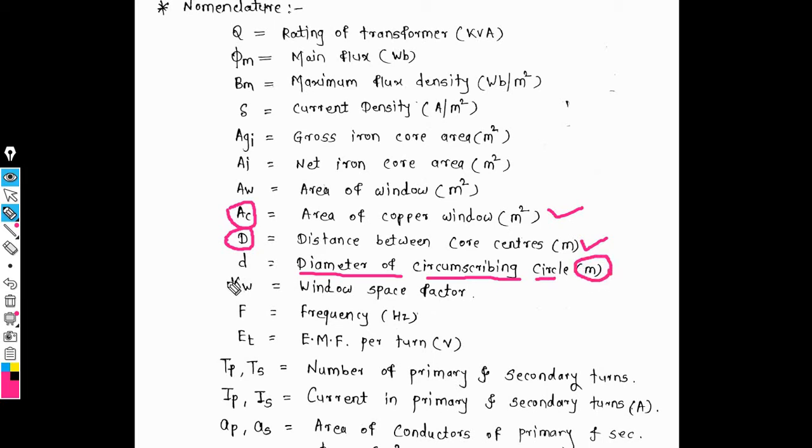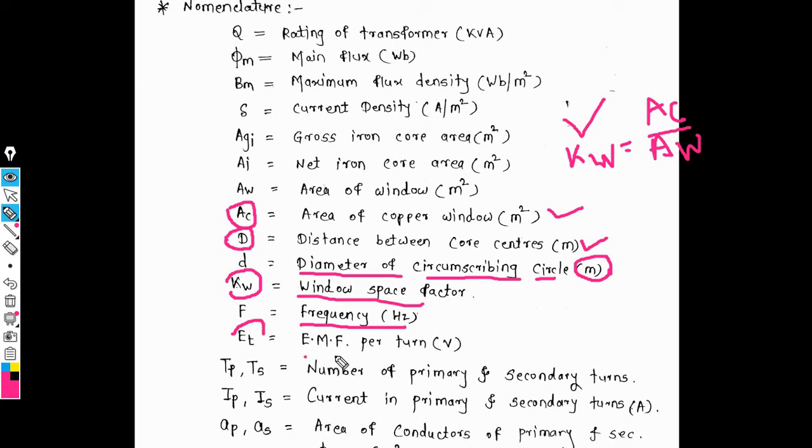Then KW is called the window space factor, that is area of copper upon area of window. KW is equal to area of copper window upon area of window. This is the formula of window space factor. Then frequency, measured in hertz. Then ET, that is EMF per turn, measured in volts.